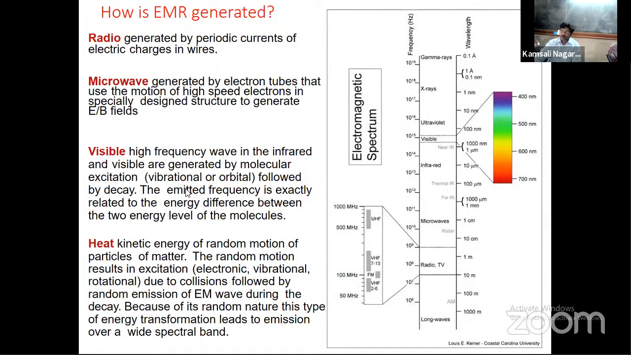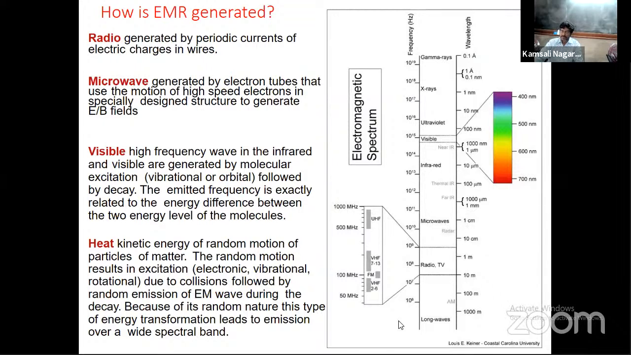Even the molecules which go through vibrational and orbital rotations also emit radiation. And even some of the radioactive elements, during decay, emit radiation, particularly gamma radiation. The emitted frequency is exactly related to the energy difference between the two energy levels of those molecules.